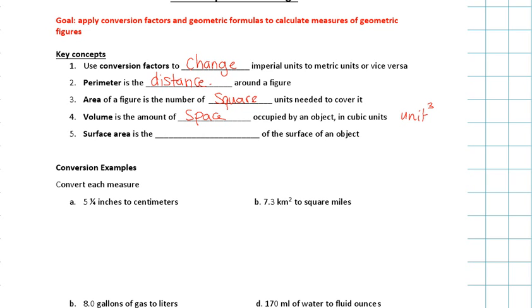Now the surface area is the total area of the surface of an object, okay? So if, let's say I have this 3D object right here, which is this box, right? If you want to find the surface area of this box, I have to find the area of the top, the bottom, the sides, and add them all together, okay? So anytime they're asking you how much material do you need to make this box, you're looking at the surface area, which is the area of each side, okay?